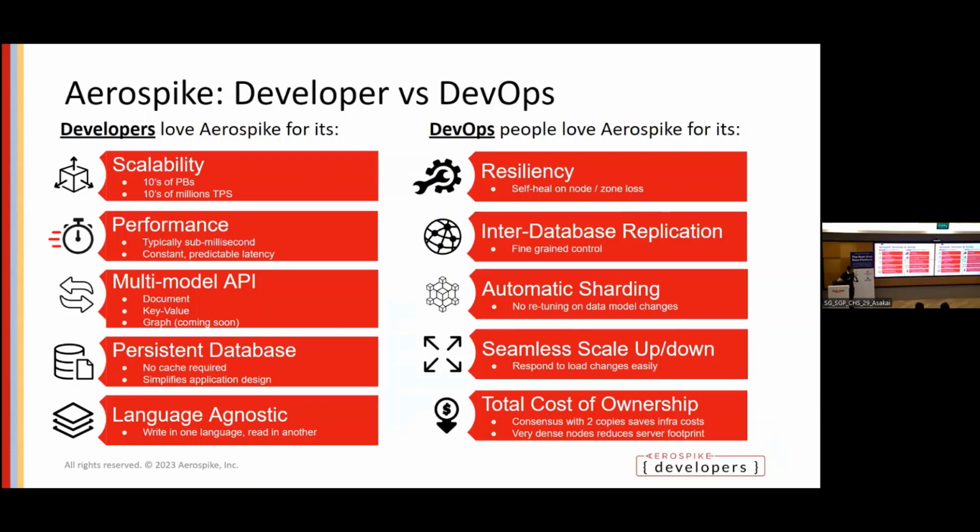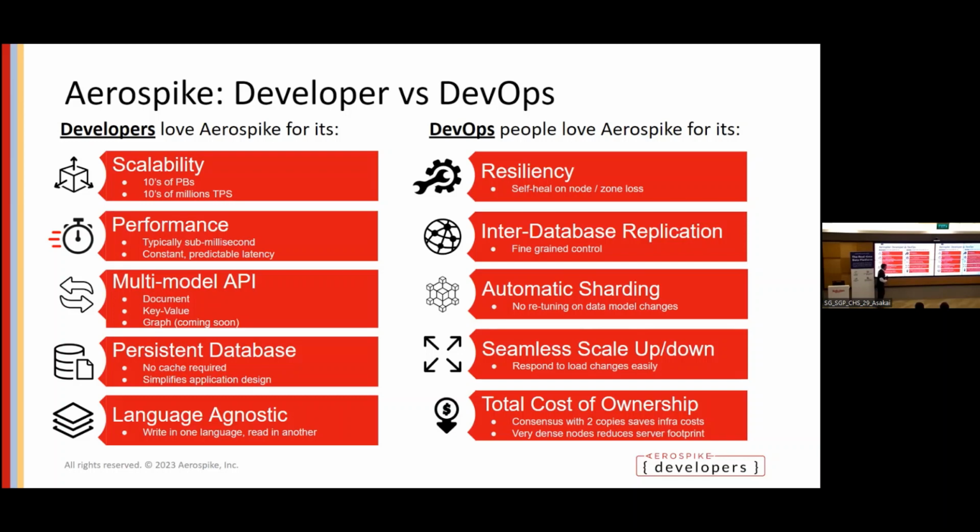So why do developers love Aerospike? Mostly because of scalability, performance, and the multimodal API, where you can use document, key value, as well as graphs. You have persistent data, which means you don't need caching in front of it. That's another advantage. Most databases use a database and then you have a caching layer, right? That's completely eliminated now. And it's language agnostic. You have multiple APIs. You can write in one language and read in another language.